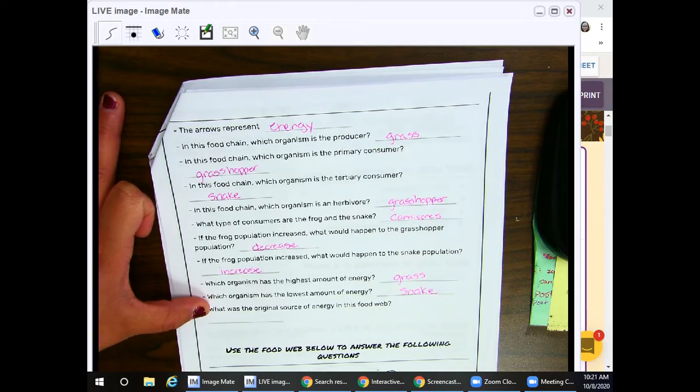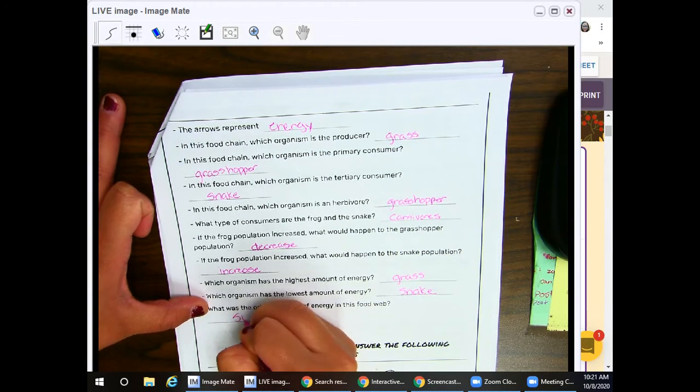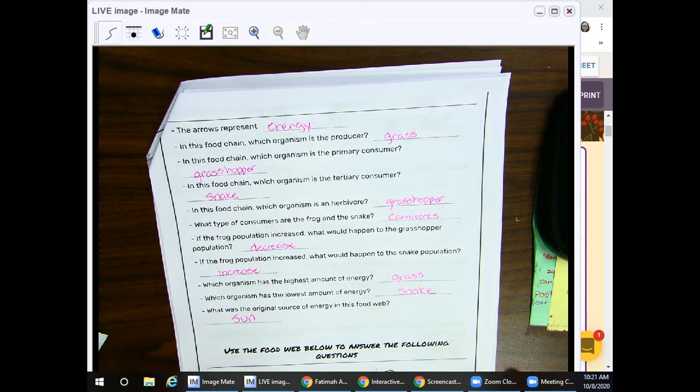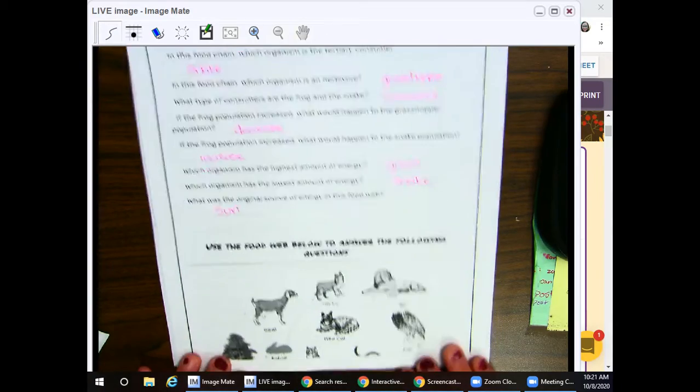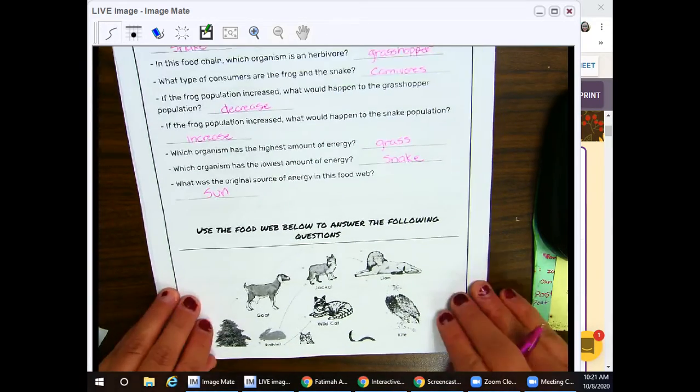And what was the original source of energy in this food web? The sun. Every food chain, food web gets its energy from the sun. Now we're going to use this food web to answer the questions.